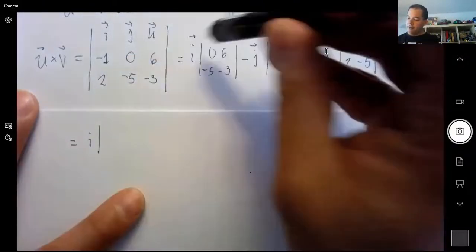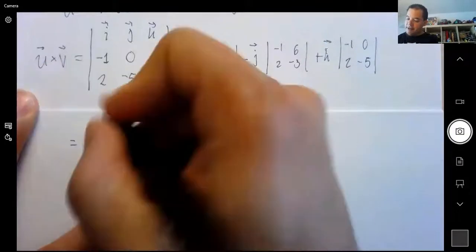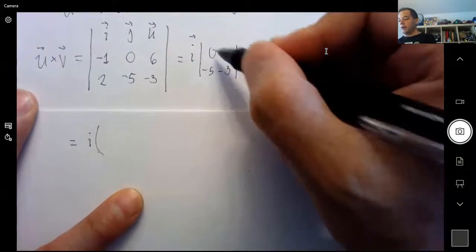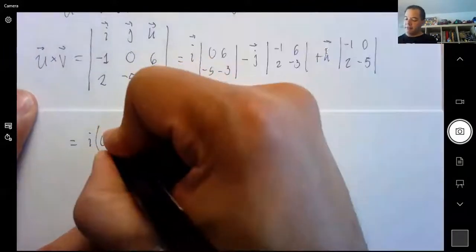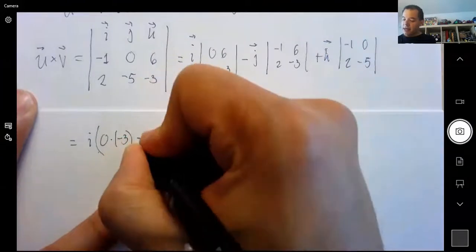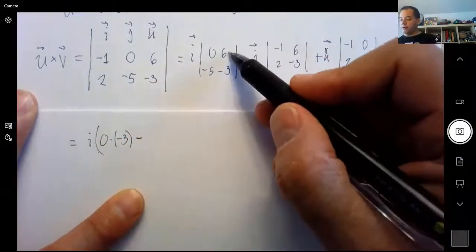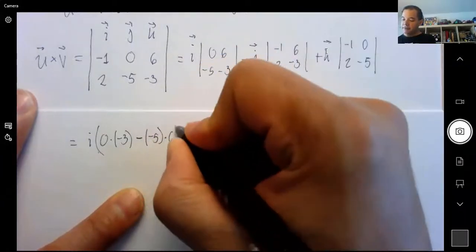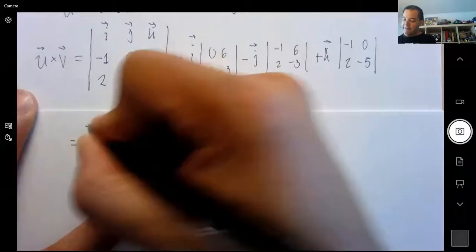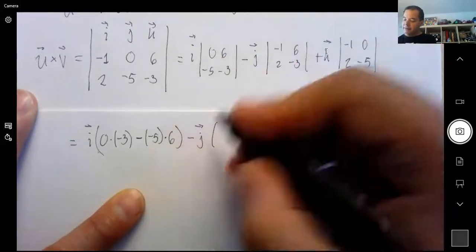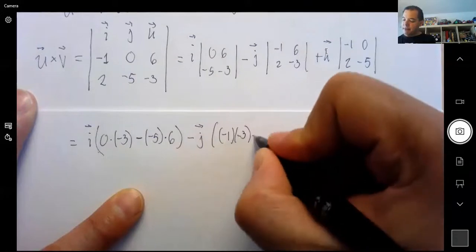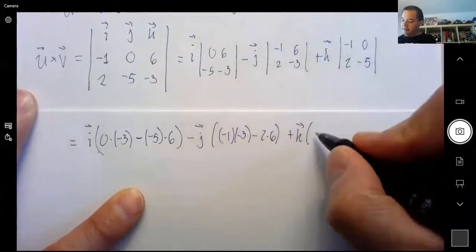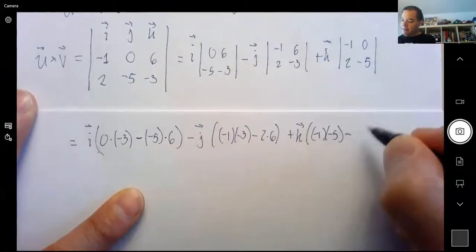Okay, how do you do these little ones? It's easy, right? Multiply this diagonal from top to bottom, left to right, that's 0 times -3. And then minus the one that goes from bottom to top as you go from left to right. So it's -5 times 6. Minus j, -1 times -3 minus 2 times 6. Plus k, -1 times -5 minus 2 times 0.